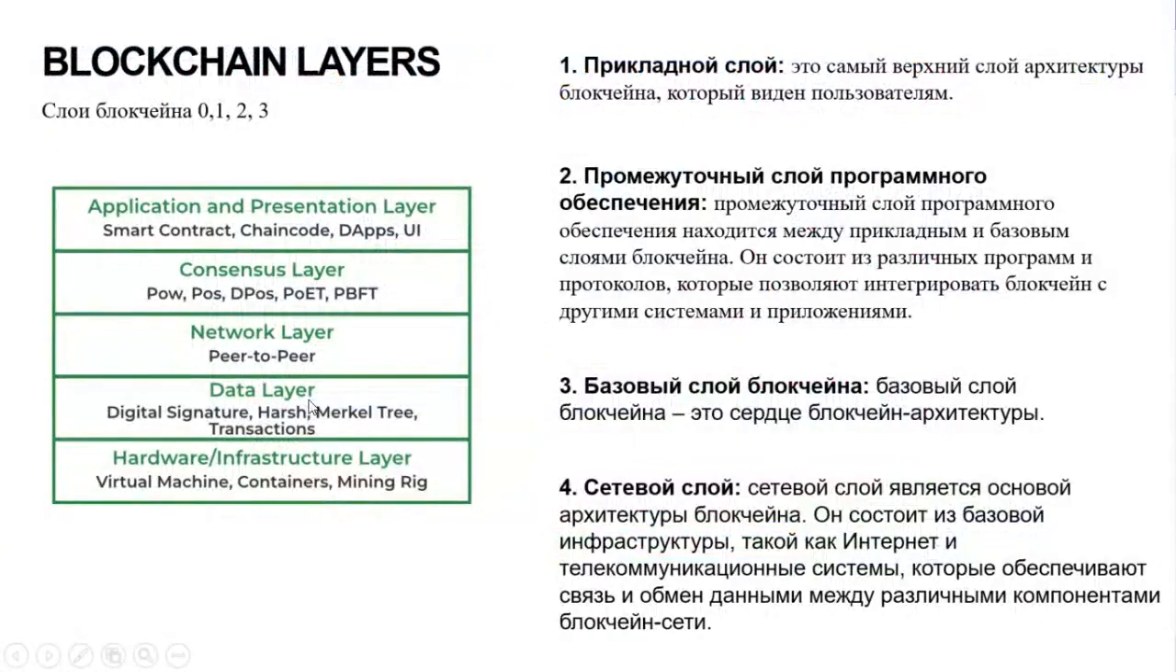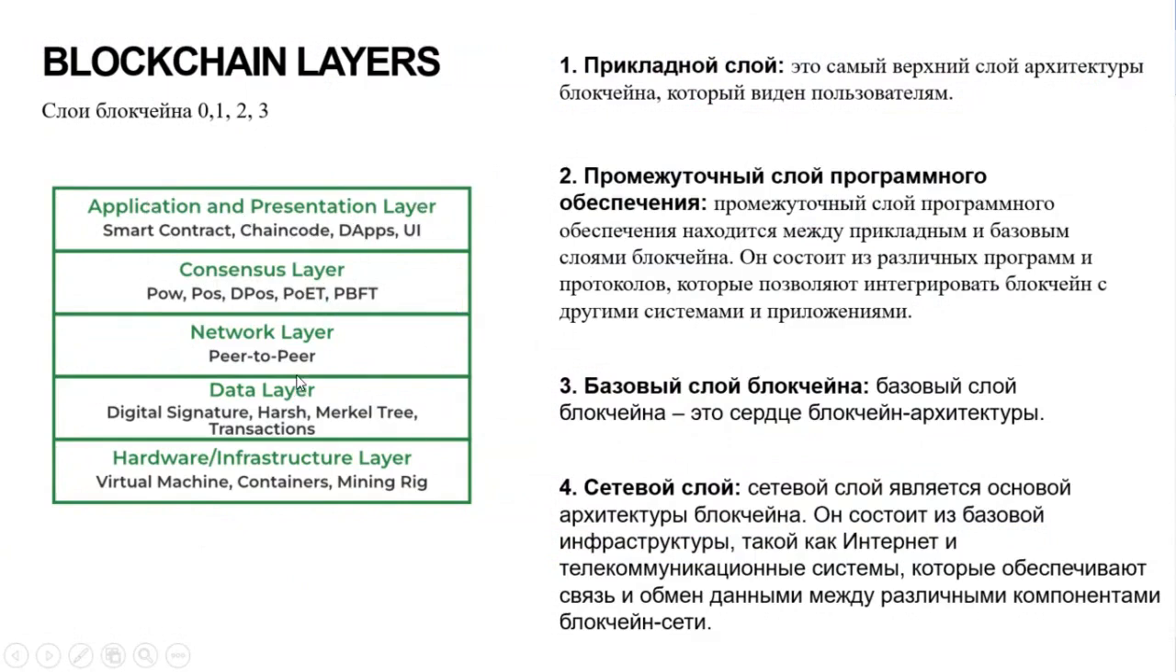Then we have the data layer, the network layer, and the consensus layer, and the consensus layer has some consensus protocols. Maybe in another lesson we can look at blockchain as a whole. Then we have the application layer. So some people can build for any of these layers.